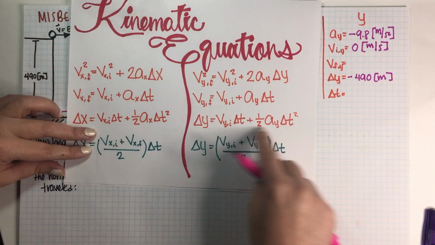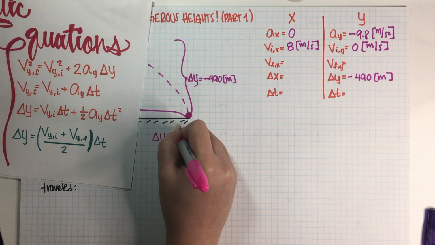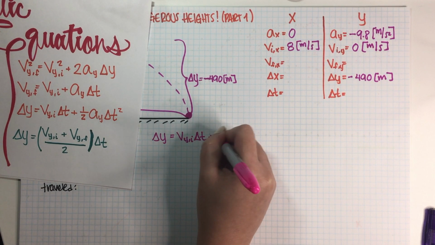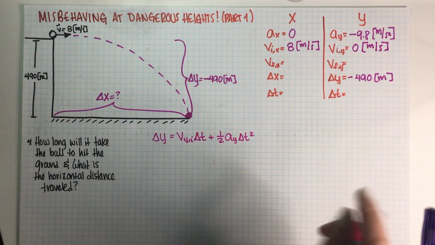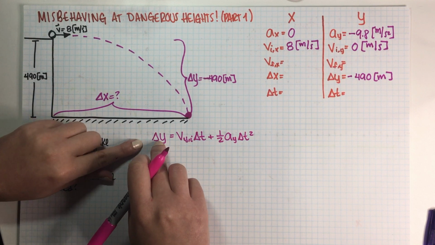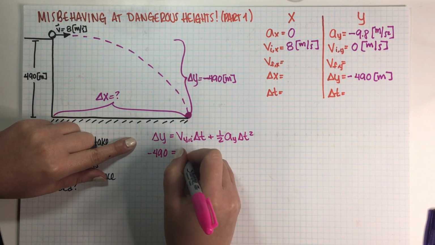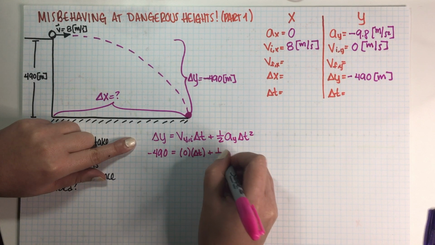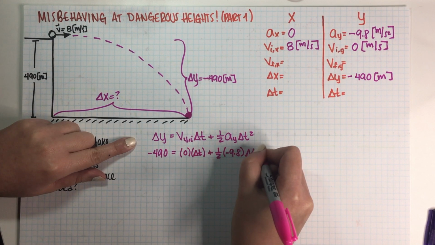So let me go ahead and write this equation over here. Delta y is equal to v y initial delta t plus 1/2 a y delta t squared. All right, so let's just figure out if we can find delta t from here. Delta y is equal to negative 490. This is equal to 0. This is negative 9.8. And this is delta t squared.